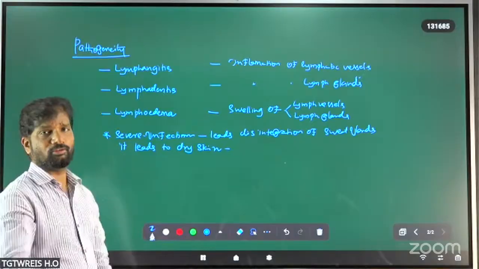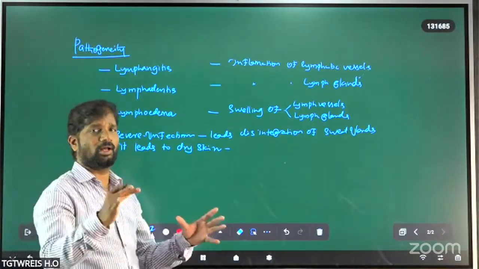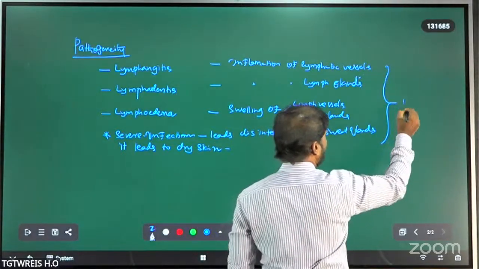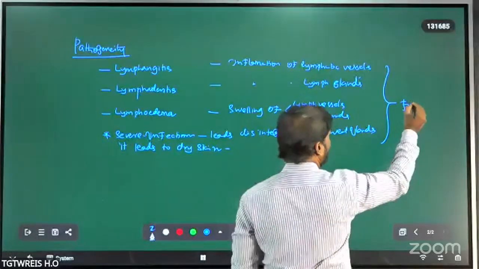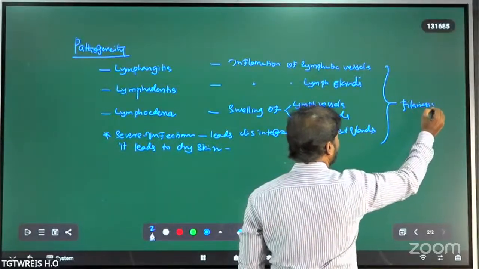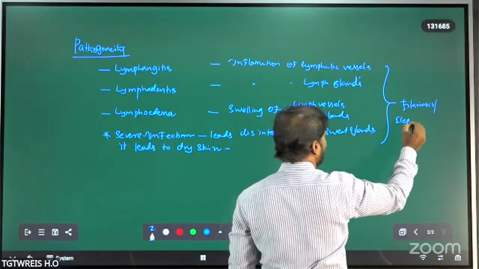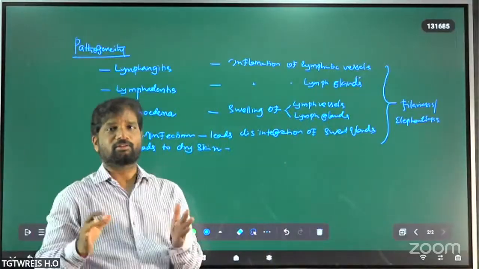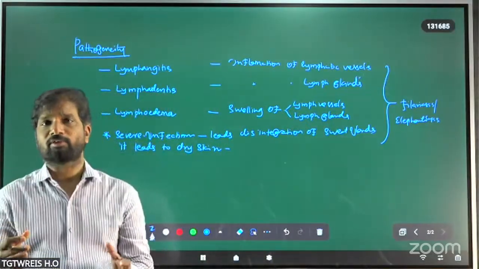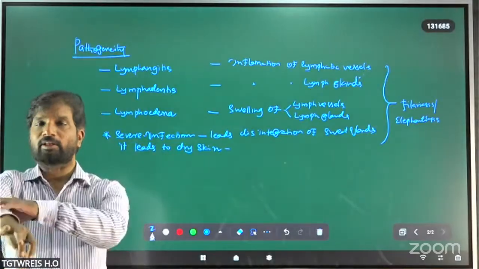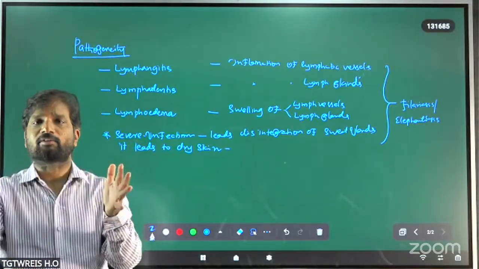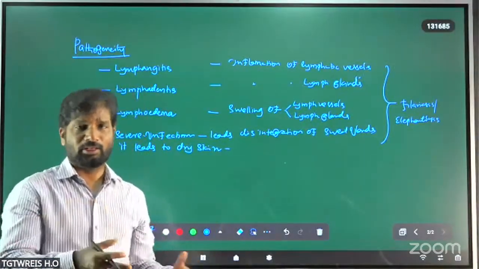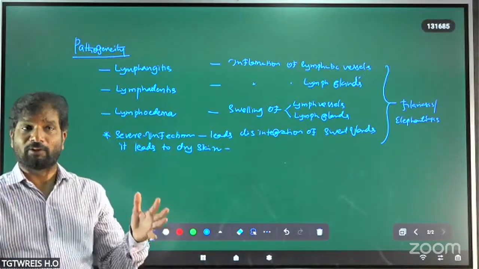So all these conditions are known as filariasis, or elephantiasis. By these symptoms, either the leg, the testis, the lymph glands or the forelimbs, swelling takes place, especially in the region of the legs. So the legs look like elephant legs.